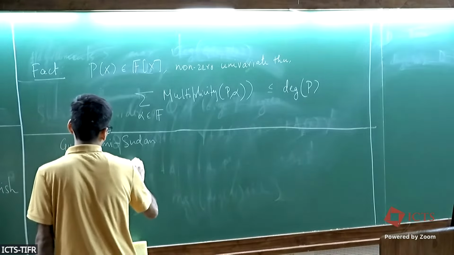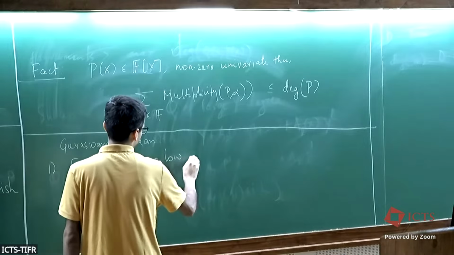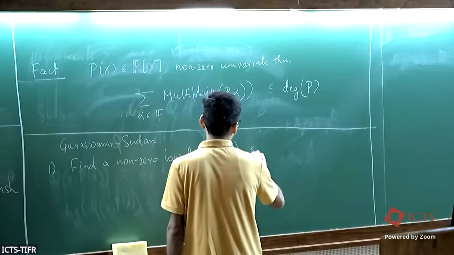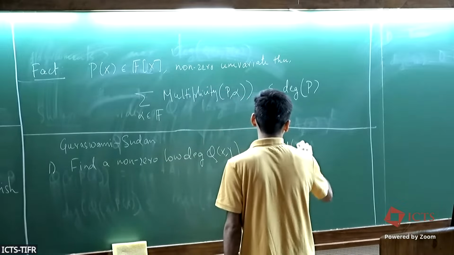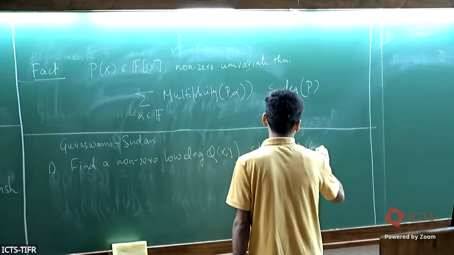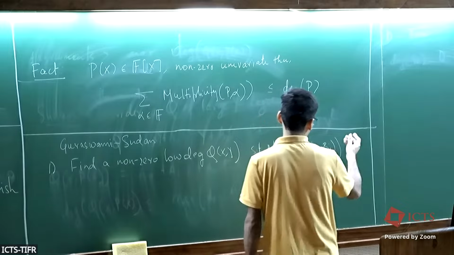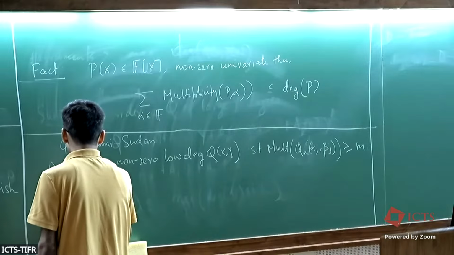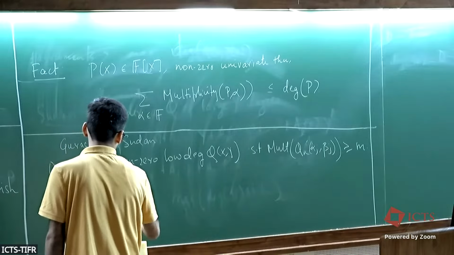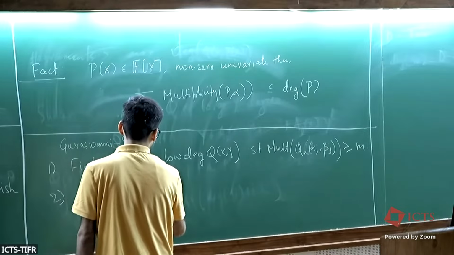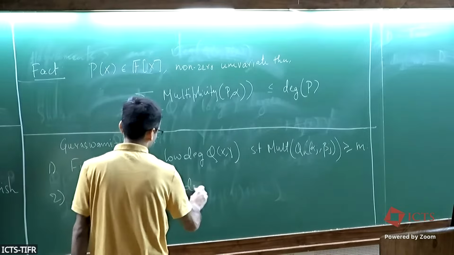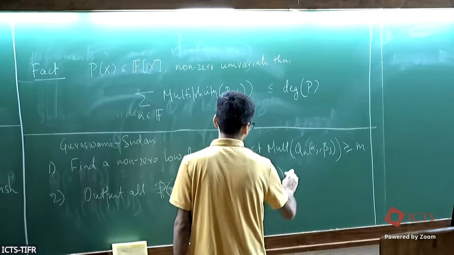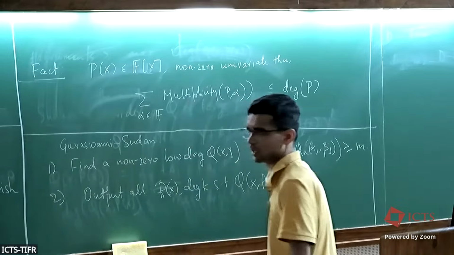So find a non-zero low degree Q such that the multiplicity of Q at alpha j, beta j is large. It says at least M. And the second step remains exactly the same. So output all P of X of degree K such that Q of X comma P of X is identically 0. So that's all that changed.